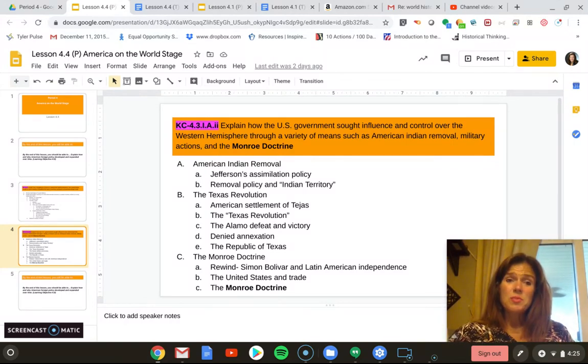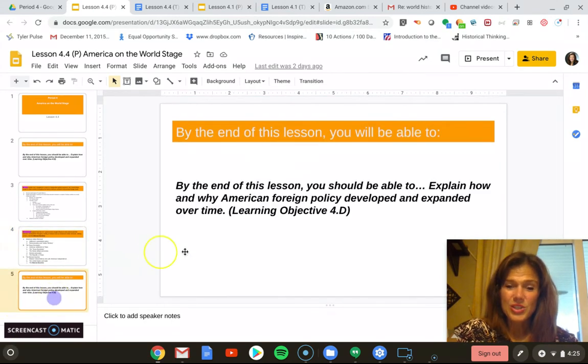This being said, despite this bold move onto the world stage, we have little ability as a nation to enforce the Monroe Doctrine. And the idea that we did this to protect ourselves, knowing that we had no ability to enforce it, demonstrates a little bit of boldness for this young nation. So in conclusion, I hope that you are able to explain how and why American foreign policy developed and expanded from 1800 to 1848.